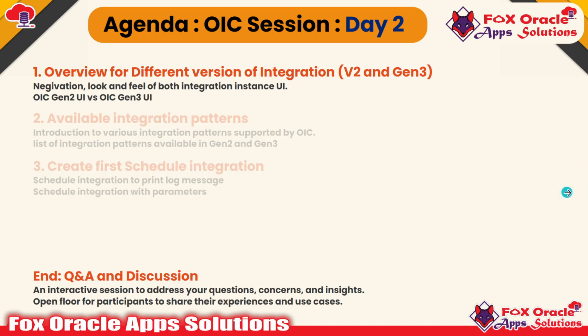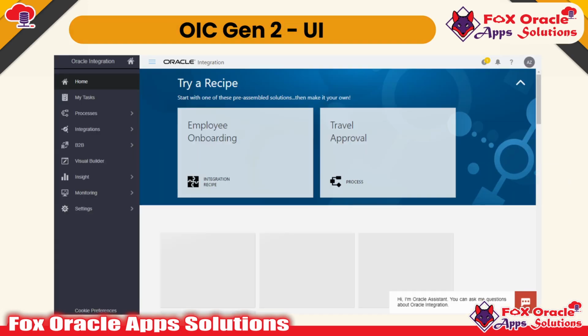And in upcoming sessions we will cover app driven too. So let's start with the differences between the generation 3 integration instance and version 2 available in OIC. For the OIC integration instance, generation 2 is what we generally call version 2, and later they added a new version, which is generation 3.